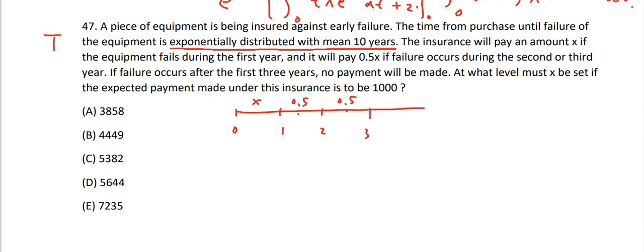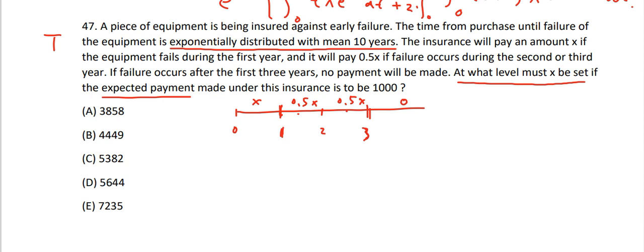Okay, so if failure occurs after the first 3 years, then no payment. So here pay 0. Because the payments 0.5x and 0.5x are the same, we can put them together. So when the time is from 0 to 1 pay x, from 1 to 3 just pay 0.5x, and after 3 pay 0. Okay, so the question is we want to find x, right? At what level must x be if the expected payment is to be 1,000?